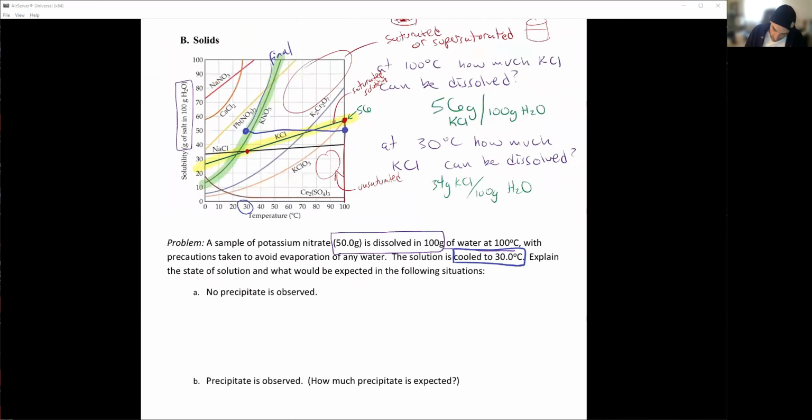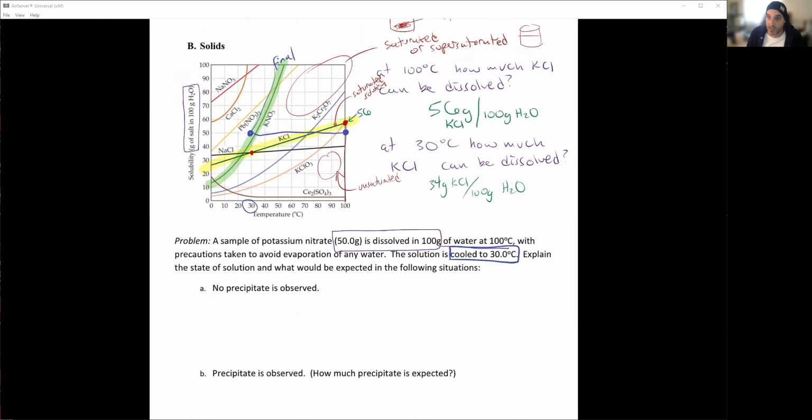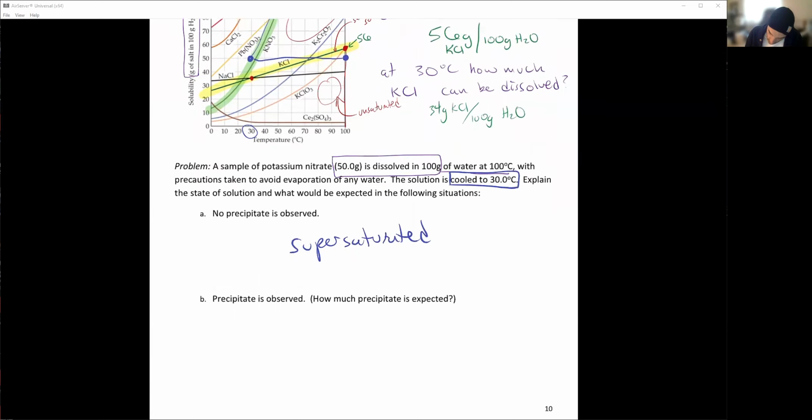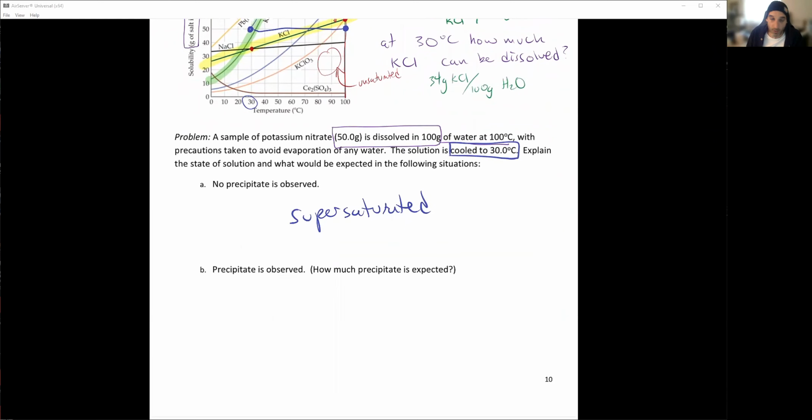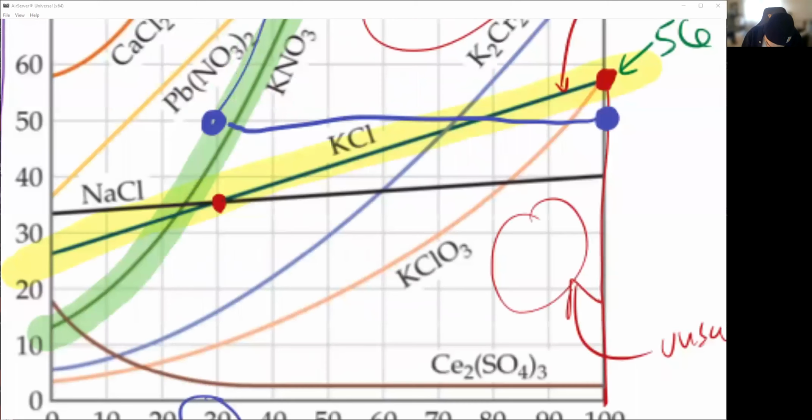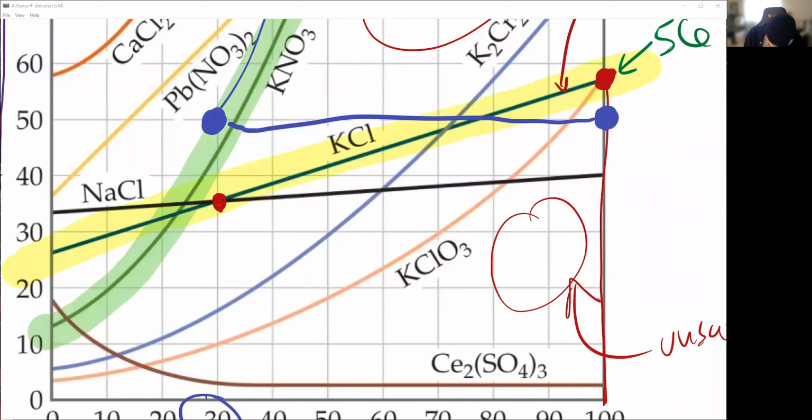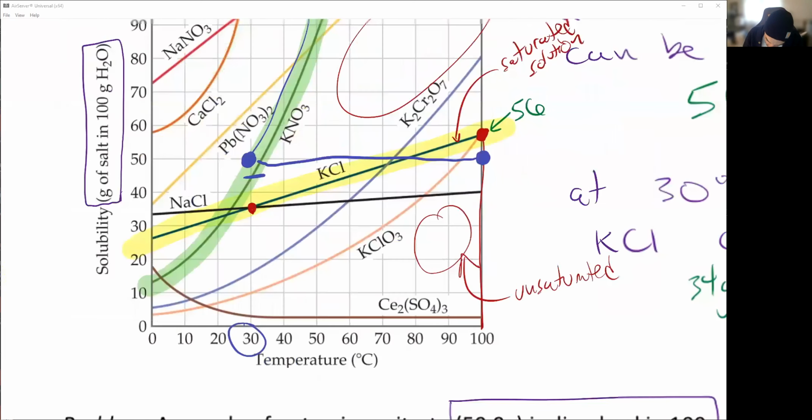All right, good. So first of all, in its state, is it above, on, or below the line? It is above the line. So that means that it can either be saturated or supersaturated. If no precipitate is observed, it is going to be supersaturated. If we see a precipitate, that means that it is in fact saturated. And now the question is, how much precipitate is expected? Well, we have 50 grams and we expect it to hold about 45 grams.